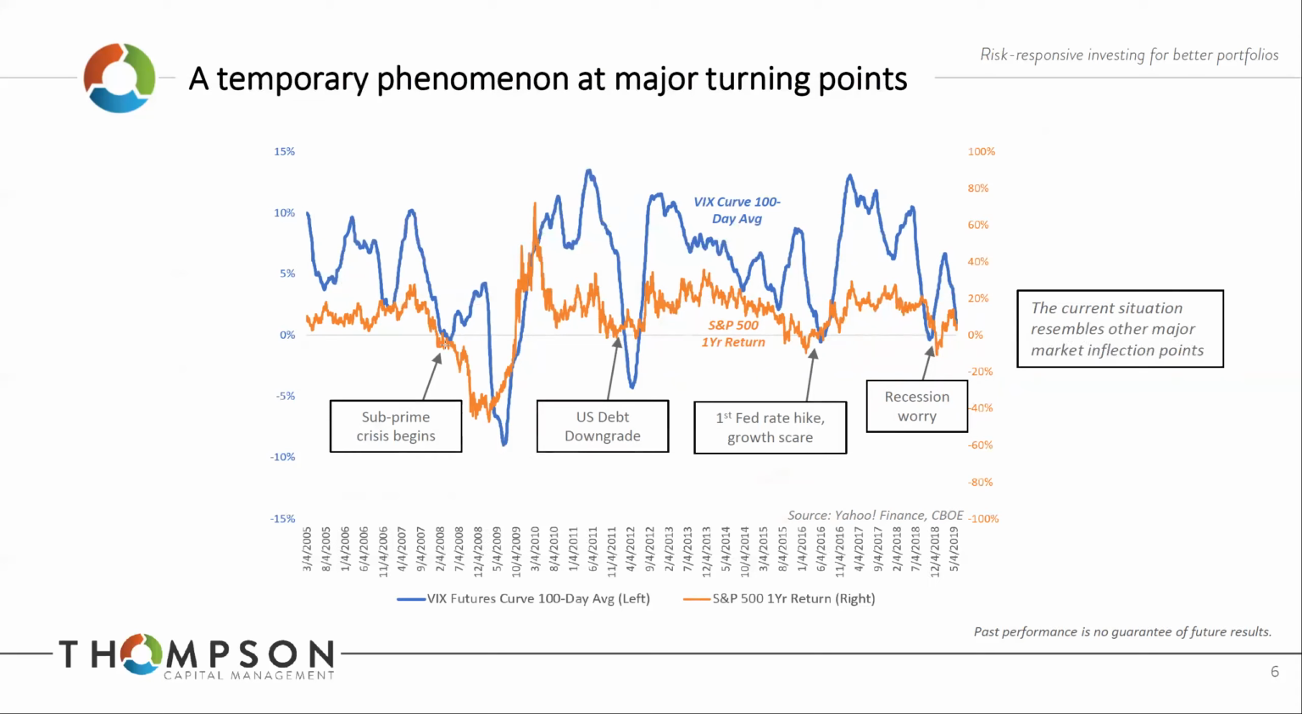So we're looking for times when both lines meet up at 0: a flat curve and a flat S&P over the preceding year. You can see the other times this has happened. The first one was around the subprime crisis when it started to come to the fore in 2007, 2008. At that point, you had a flat curve, flat S&P. The Alpha Seeker return was down over that rolling 1-year period in the back test.